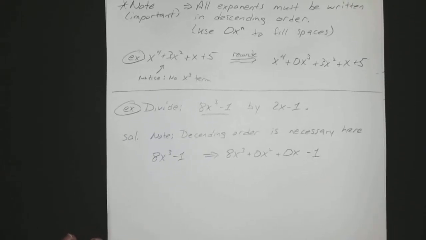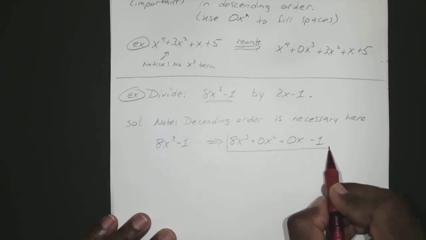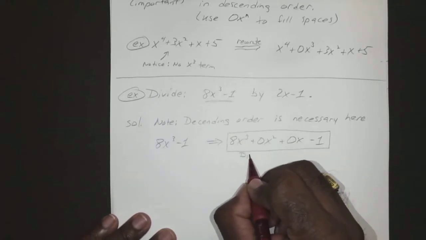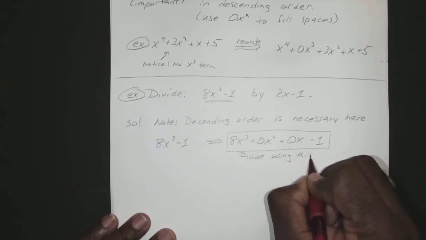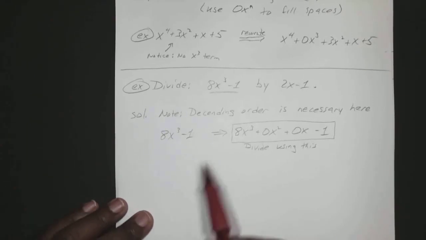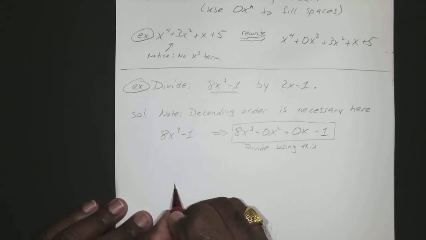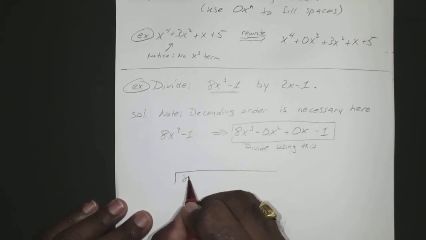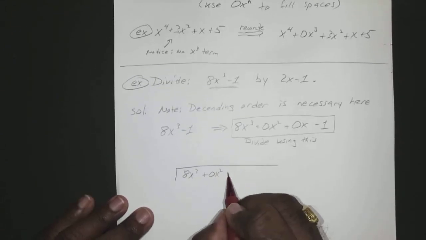All you did was take that very same polynomial and stretch it out by adding a bunch of zeros. Now this is the one you're going to use to divide. So divide using this. Instead of 8x to the 3rd minus 1, we'll have 8x to the 3rd plus 0x squared.